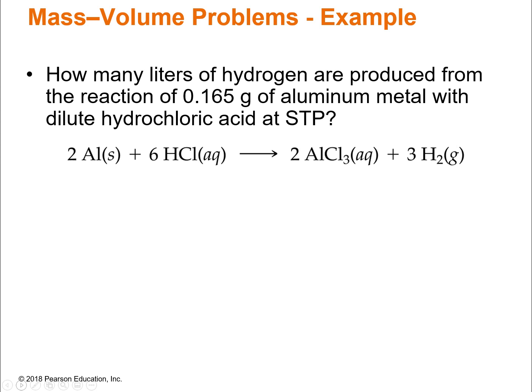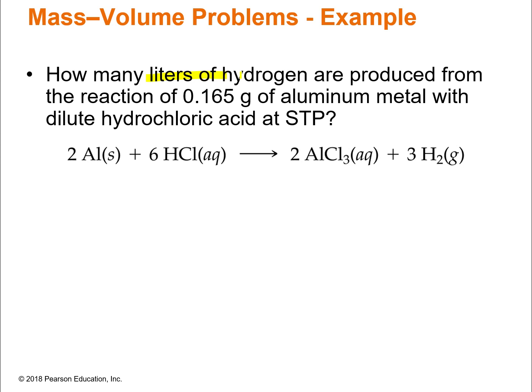Just like the last problem type, I'm going to show you the example that I gave and work that through. Then we'll work on some other problems so that you can practice. How many liters of hydrogen are produced from the reaction of 0.165 grams of aluminum metal with dilute hydrochloric acid at STP?